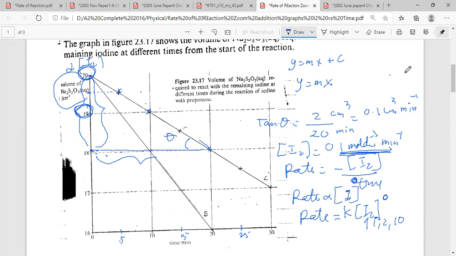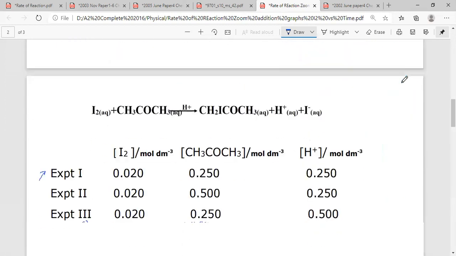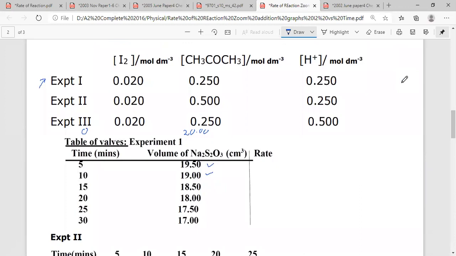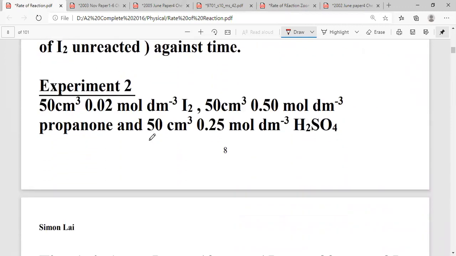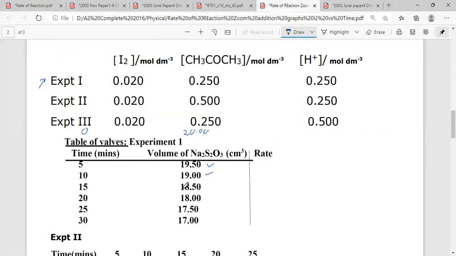Now, I do the second experiment. I wash everything up, okay? If you look at here, I explain it in this table. Experiment 2: 50 cm cube of 0.1, same concentration. Here, I increase by a proportion of times 2. Here is the same. So I put it down here just to make it easier for us. So experiment 2, this is the same here, the same here, and I increase by times 2. With more concentration, of course, you expect a faster rate, don't you?